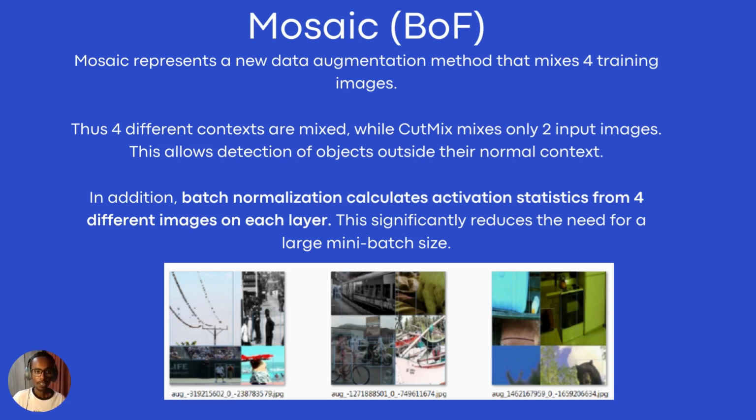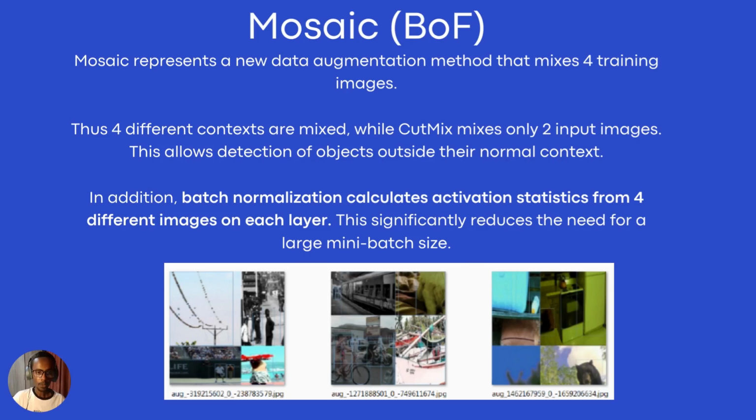Data augmentation is a technique used in training in order to improve the performance of a model by introducing some changes to the input so that our model can better generalize to new input images. In addition, batch normalization calculates activation statistics from 4 different images on each layer, and this significantly reduces the need for a large mini batch size.